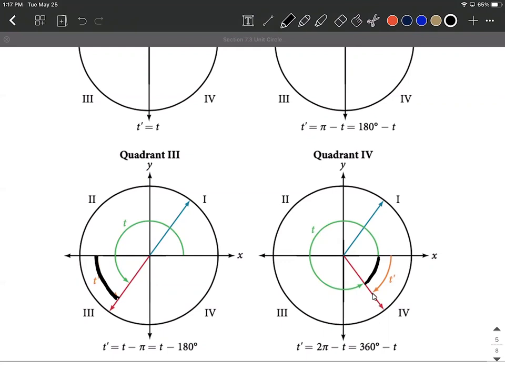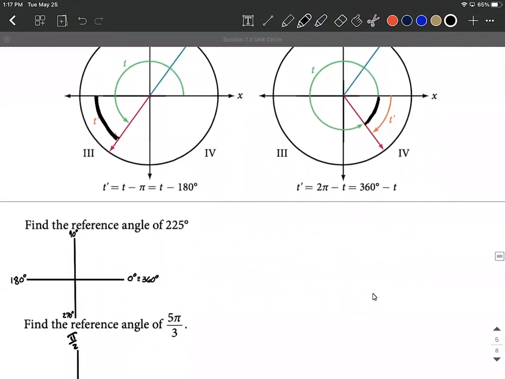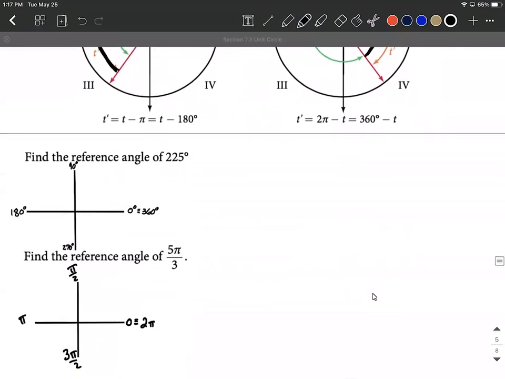Let's do a couple of these quick examples so you get the hang of this. It's really not that bad, but it's going to be a little bit different based on whichever quadrant you end up in. All right, so our goal here is to find the reference angle, and finding the reference angle is really, really important as we go through these problems. So we want to find the reference angle of 225 degrees.